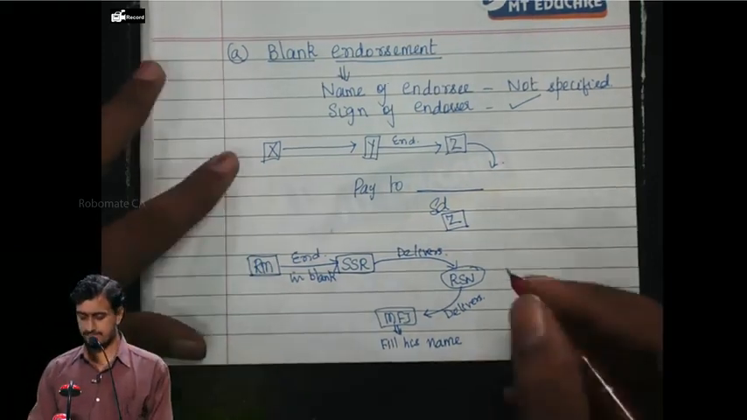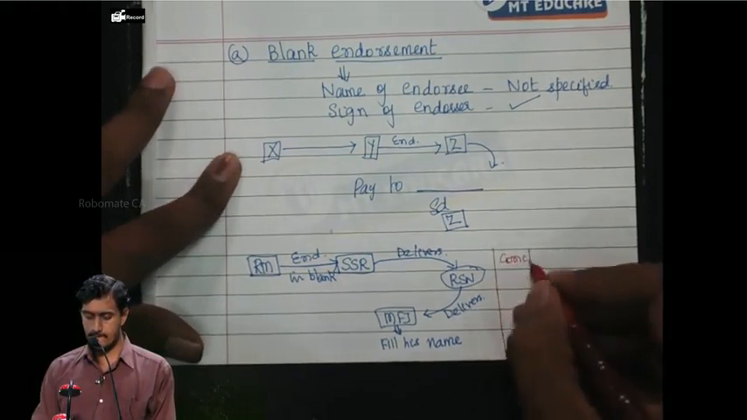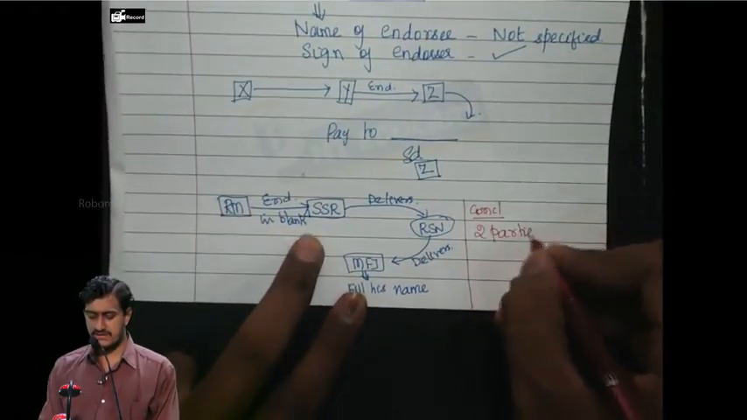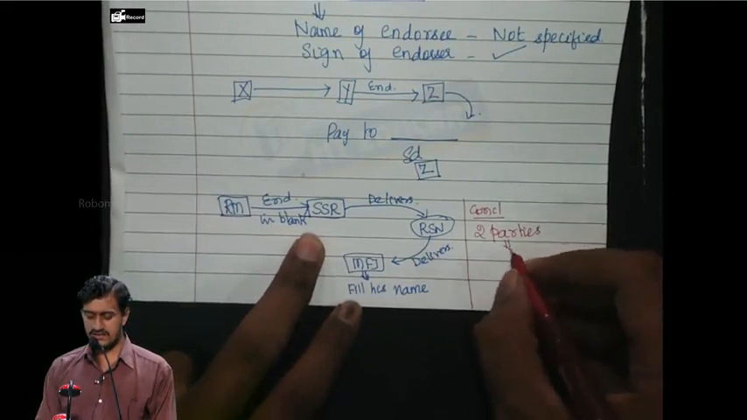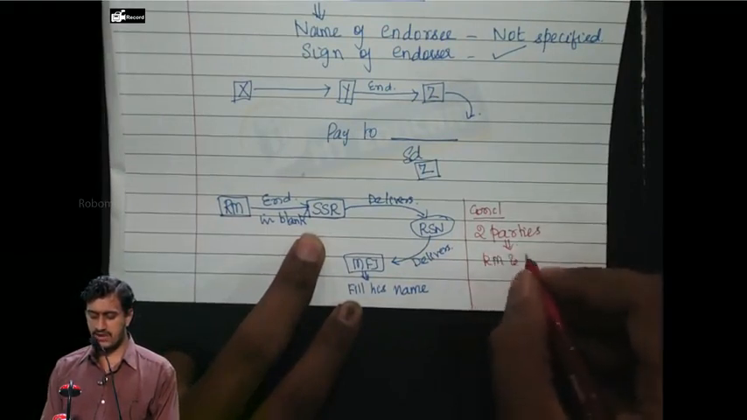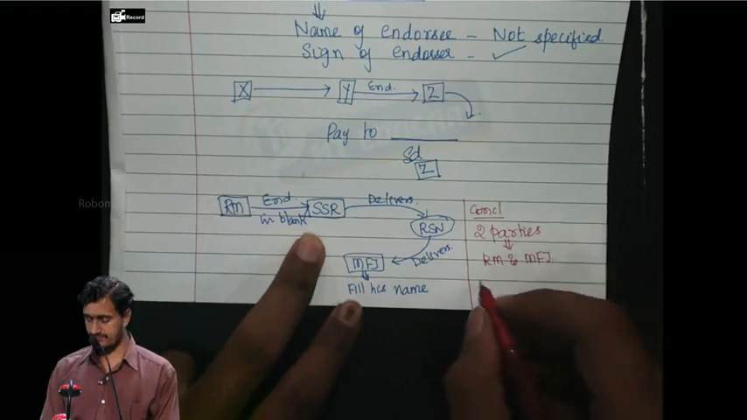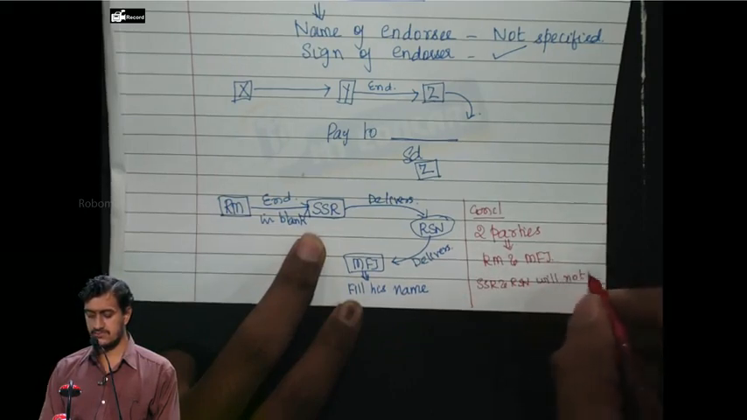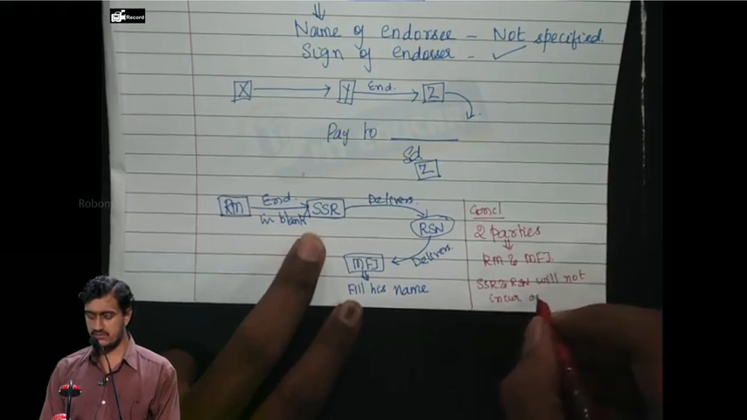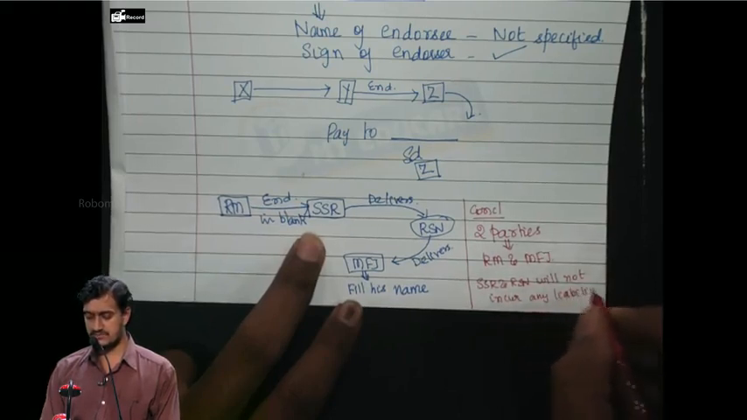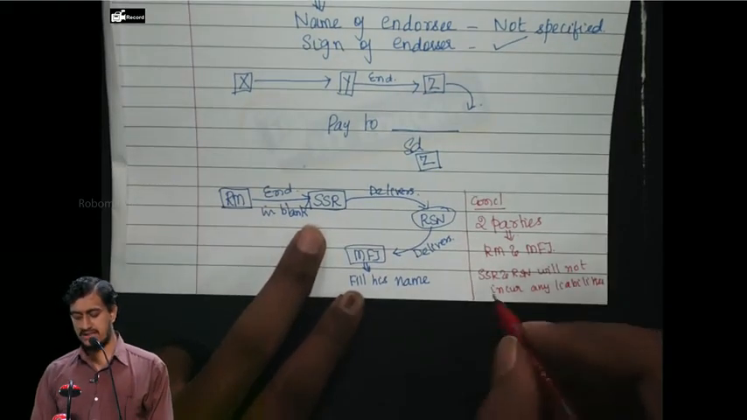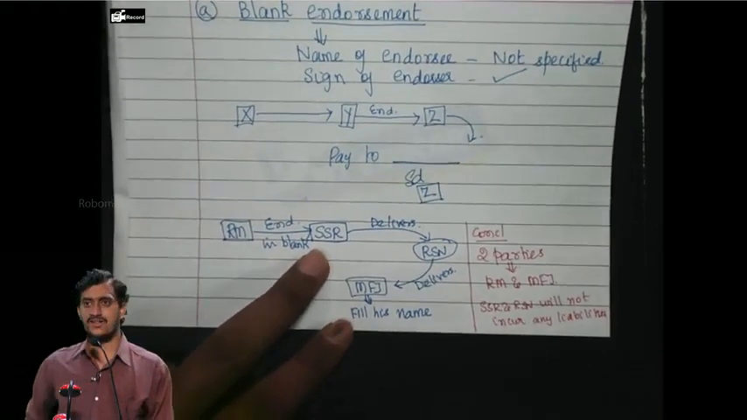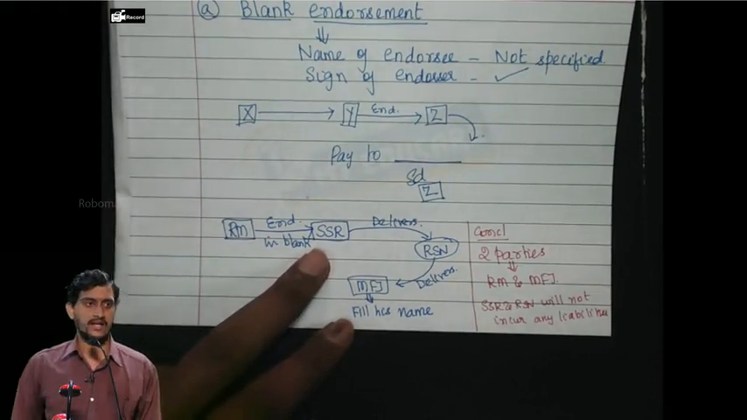What is the conclusion? The conclusion is, there are only 2 parties in this instrument, RM and MFJ. SSR and RSN will not incur any liabilities. This is called a blank endorsement.